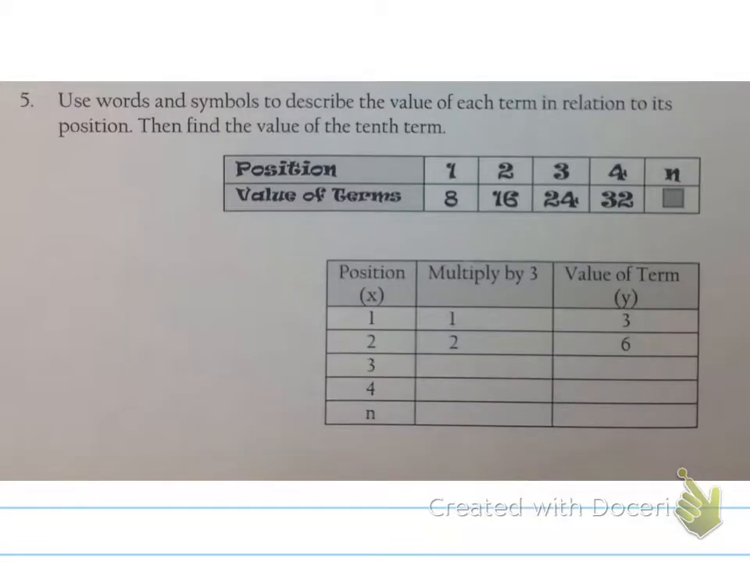So let's look at our position and let's look at our chart, or our table. It says use words and symbols to describe the value of each term in relation to its position. Then find the value of the nth term. Should be nth term.